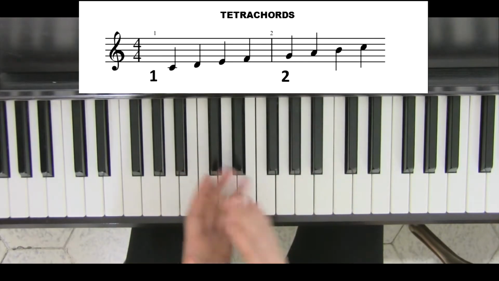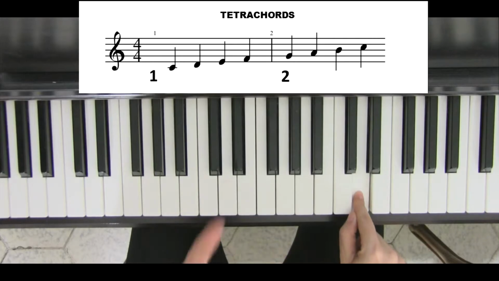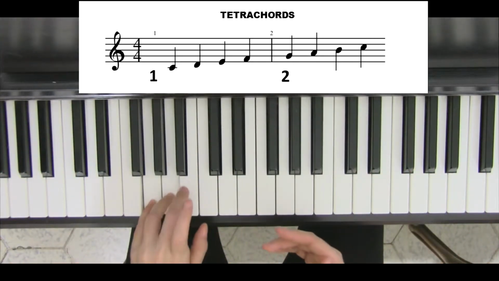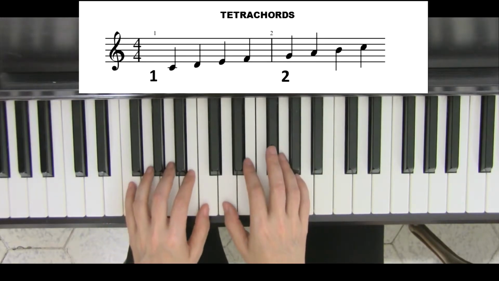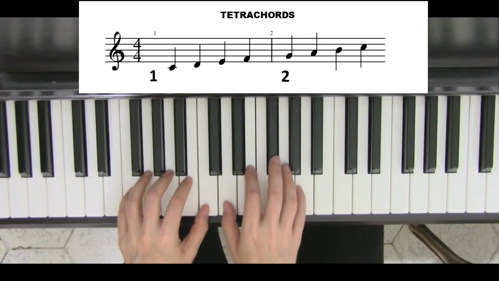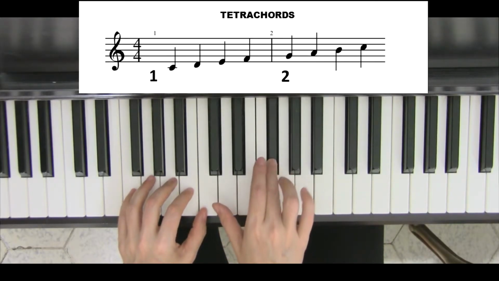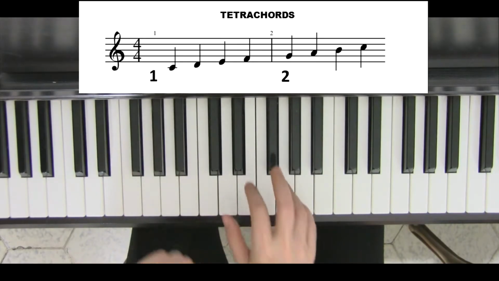So the third scale following this is going to be, yes, D. Why? Look how I am dividing this with my hands. So G, A, B, C, this is the first tetrachord, and the second one, D, E, F sharp, and G. So the second tetrachord is going to begin on D. So the next scale is going to be D major.